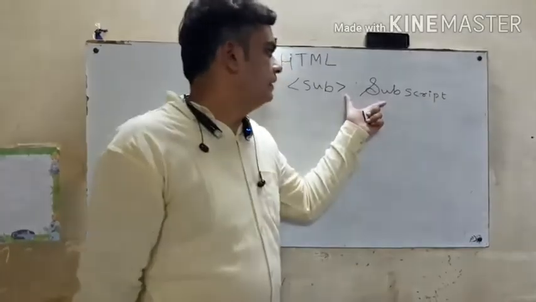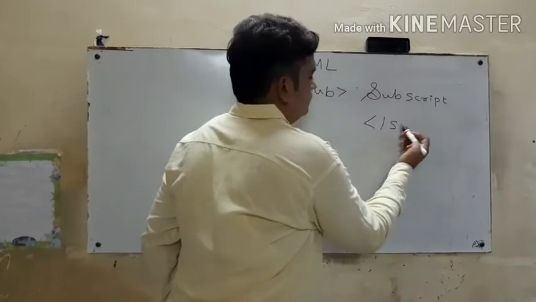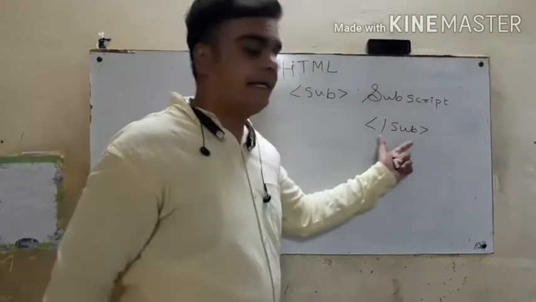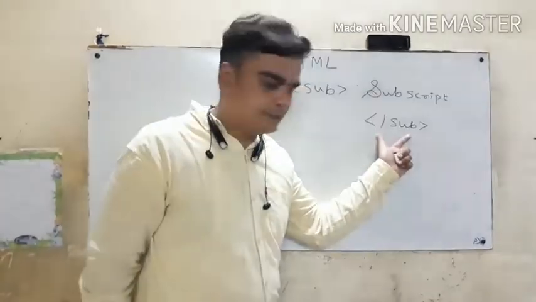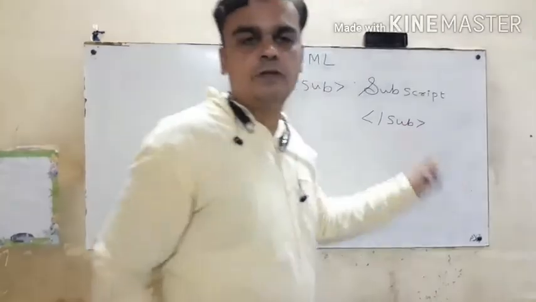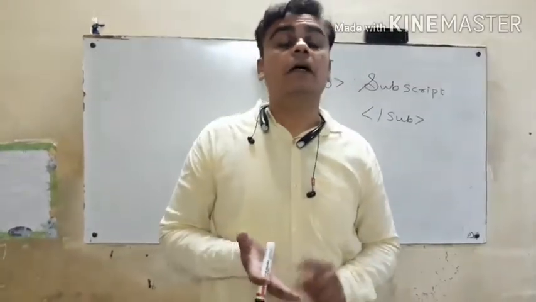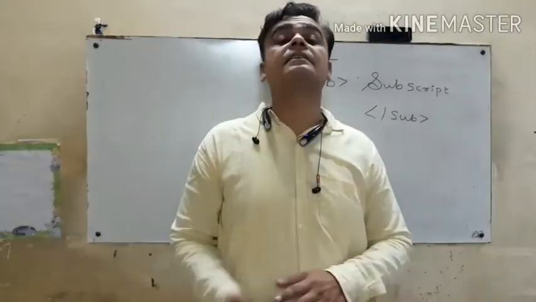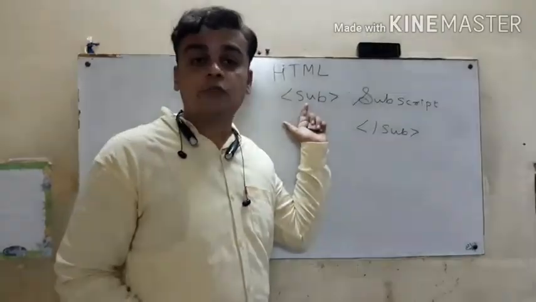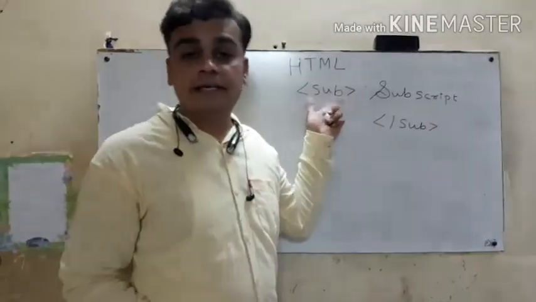And generally it is also a pair tag, and its companion tag is /SUB. The text must be present in between SUB and /SUB, and it is widely used to display mathematical formulas as well as chemical reactions in my web page. Chemical formula is also represented by this SUB tag. I will show you some examples which are related with SUB tag.